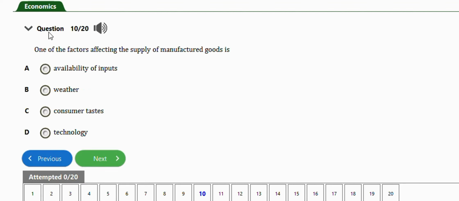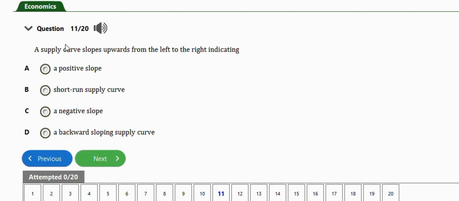Next one is this one. It says one of the factors affecting supply of manufactured goods is availability of input, weather, consumer taste, technology. So guys, one of the factors affecting supply of manufactured goods is technology. Okay, option D.